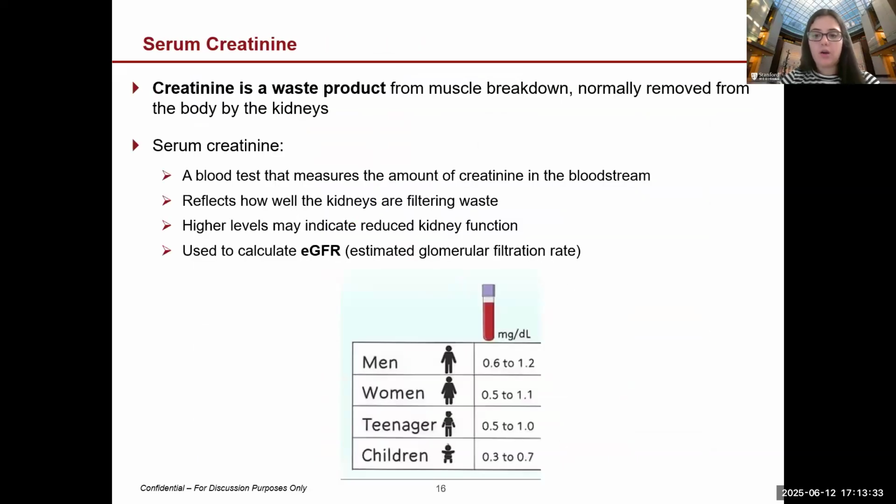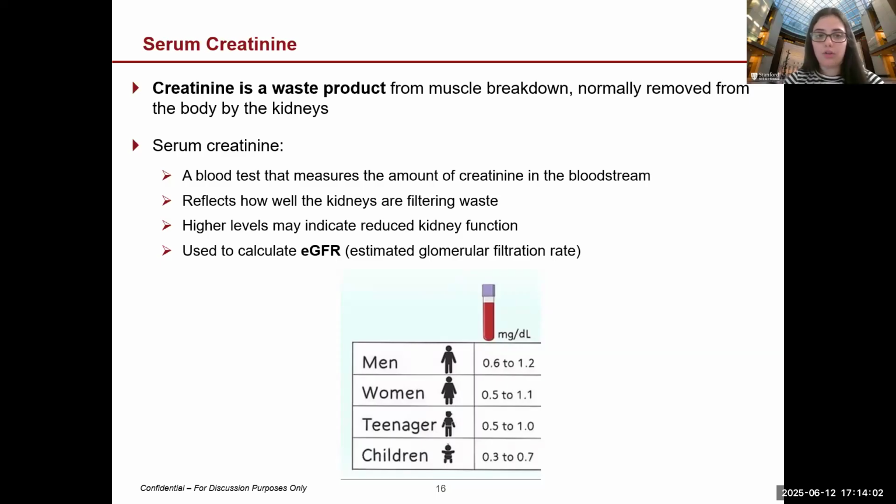Next, I'm going to talk about creatinine. So creatinine is a waste product from your muscle breakdown. It's normally removed from the body by your kidneys. And serum creatinine, or plasma creatinine, or blood creatinine, is a blood test that usually measures the amount of creatinine in your blood. It usually reflects how well your kidneys are filtering the waste.